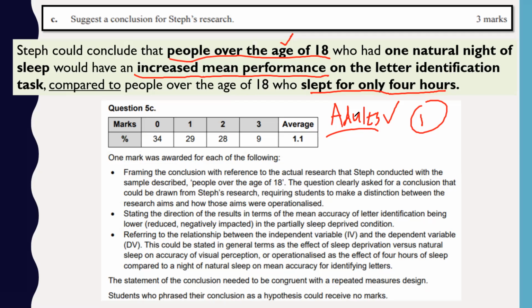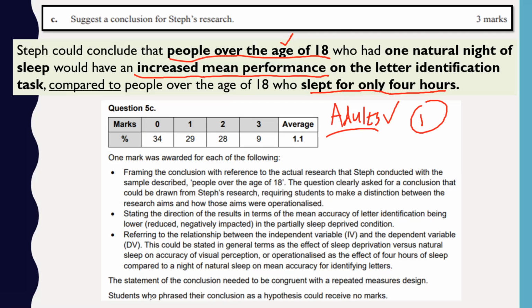So when we manipulate the IV, when we give people a whole natural night of sleep, what effect does it have on the DV? And obviously in doing this, we have to bring in the control group, which is the people over the age of 18 who slept for only 4 hours there. Okay, so that's basically 1 example of how you could write up a conclusion. The simplest, most straightforward and easiest way to do it, in my opinion. There are also other ways you can talk about a control group, talk about a conclusion here. And they are on the next page.